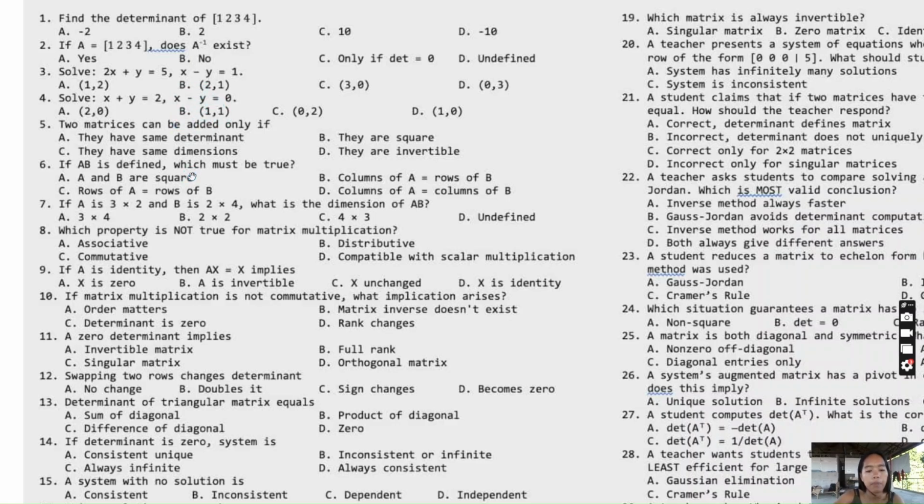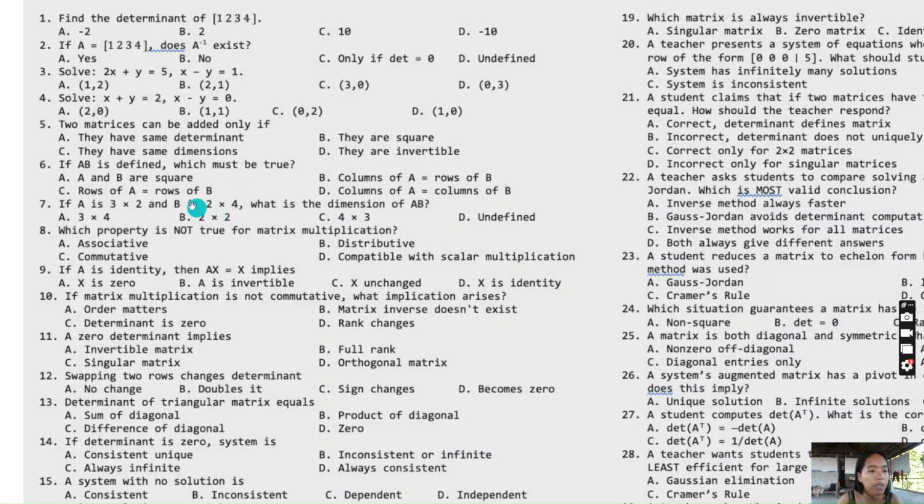Then number 4. It says here, solve x plus y is equal to 2, x minus y is equal to 0. Again, we're using substitution in this case, which I think is the easiest and best thing that we can do. The correct answer again is letter B, which is 1, 1. So by the substitution method, this equation is justifiable. Let us proceed to number 5.